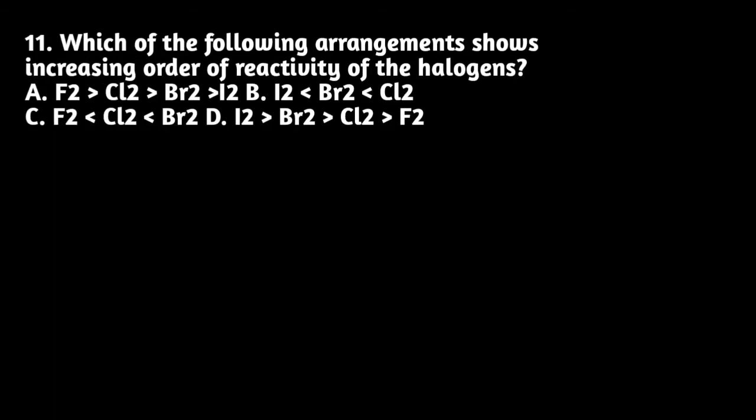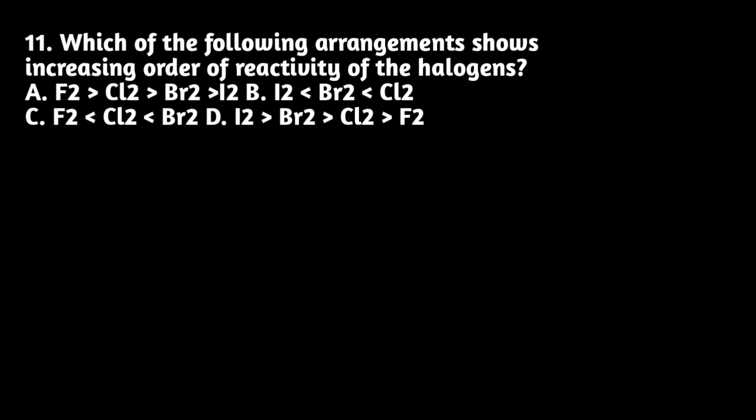Question number 11. Which of the following arrangements shows increasing order of reactivity of the halogens? Okay, according to halogens reactivity, down the group there is a reduction in reactivity, and the first member of the group is fluorine. Therefore, we look for the option that starts with fluorine and has a greater than sign. A has greater than signs. That means that fluorine is greater than chlorine, chlorine is greater than bromine, and bromine is greater than iodine in reactivity of the halogens.